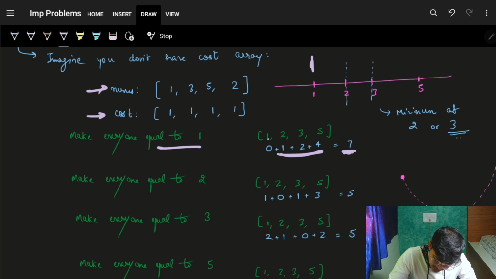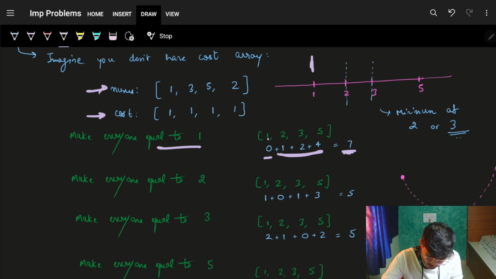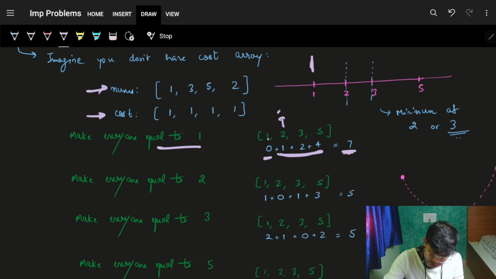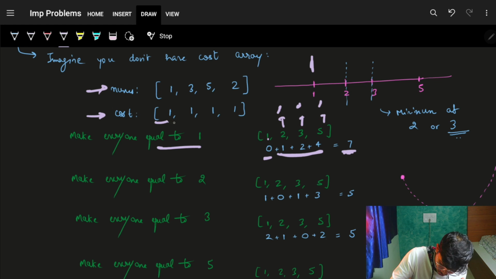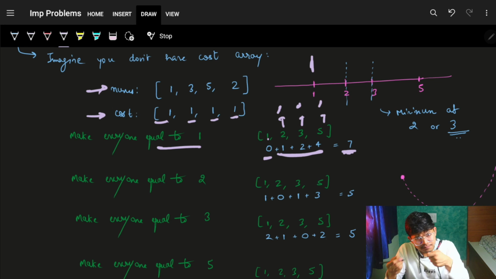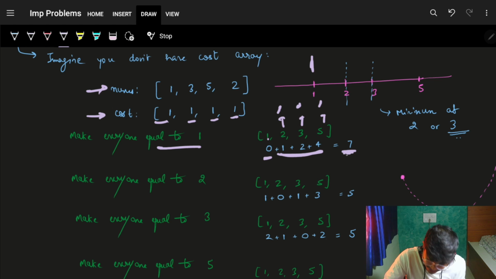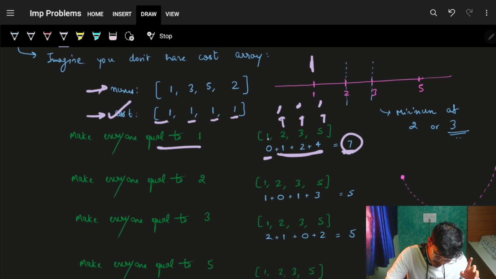How do I find this cost? To make everyone 1, I need to make this one 1. It's already 1, so the cost is 0. Make 2 as 1, the cost will be 1. Make 3 as 1, the cost will be 2. Make 5 as 1, the cost will be 4. And for sure, the cost for every operation of transformation is 1. So 1 plus 2 plus 4, it's nothing but 7. That's it.